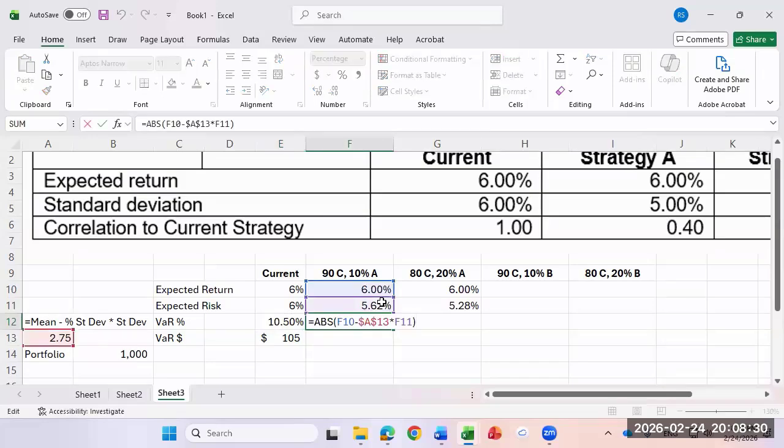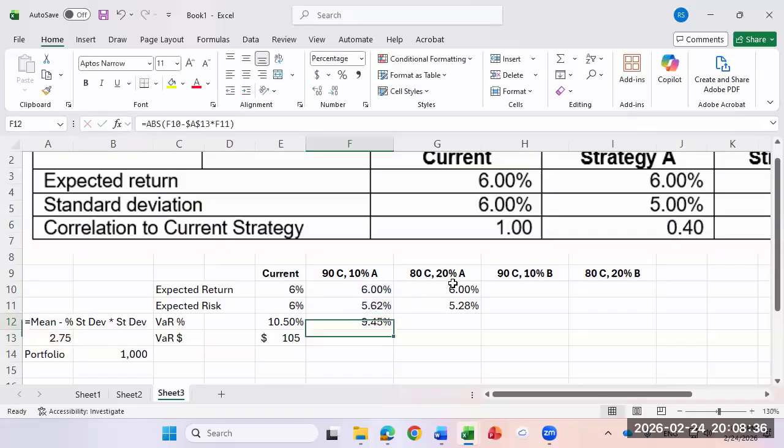So we take the expected return 6% minus 2.75 times 5.62. What is that in dollars? 95. What did the boss want? 70. It doesn't quite do it. What about 80%? Doesn't quite do it. Everybody staying up with me? All right.